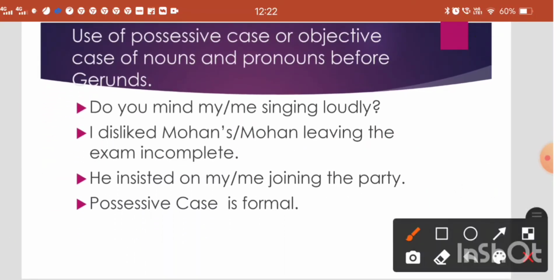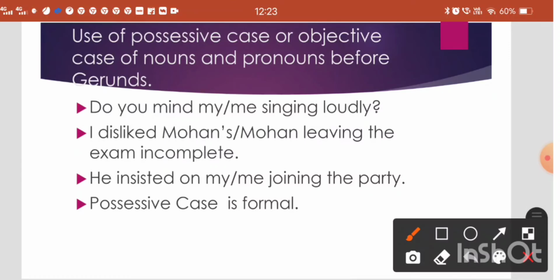Possessive case or objective case of nouns and pronouns before gerunds. So this is also very important. Do you know what is a possessive case? What is an objective case? In my previous videos, I have told you there are three cases: nominative, possessive and objective or accusative. Nominative is used as a subject, possessive is used as a possessive, and accusative is used as an object. I give you example: I, my, me. So my is possessive, me is objective.